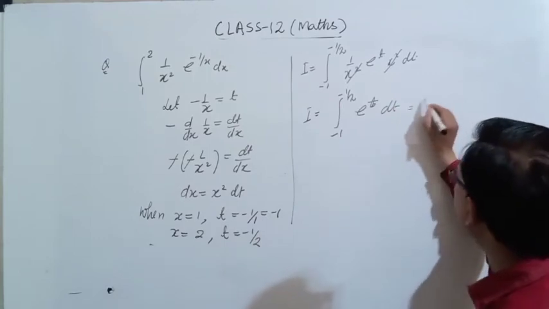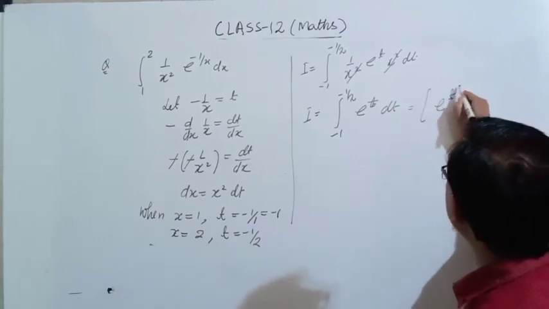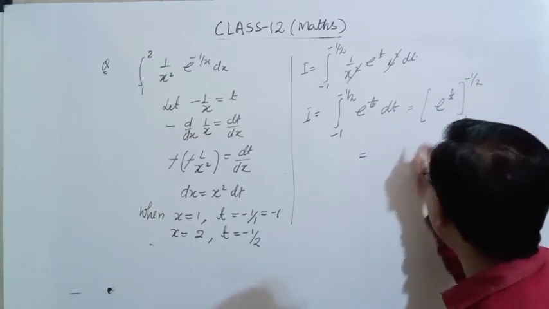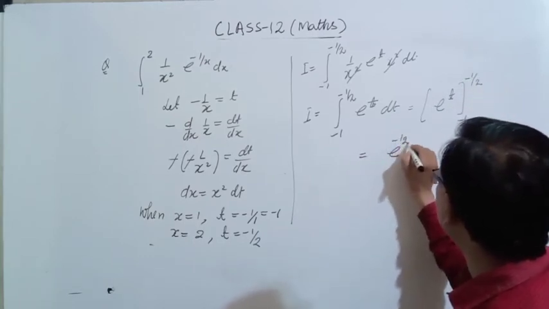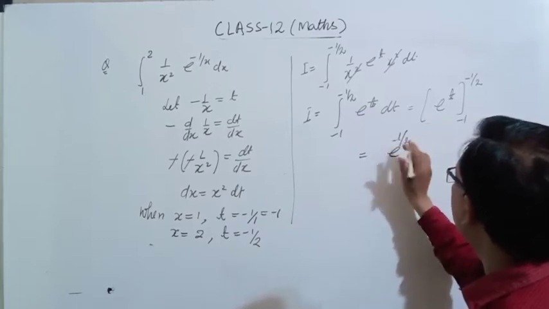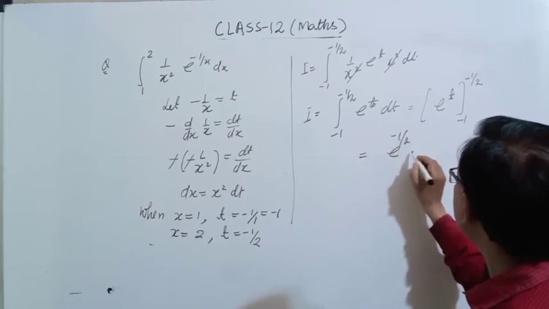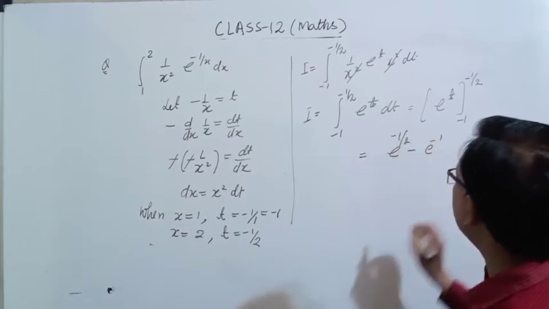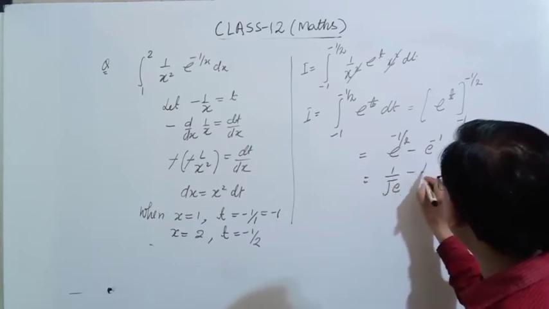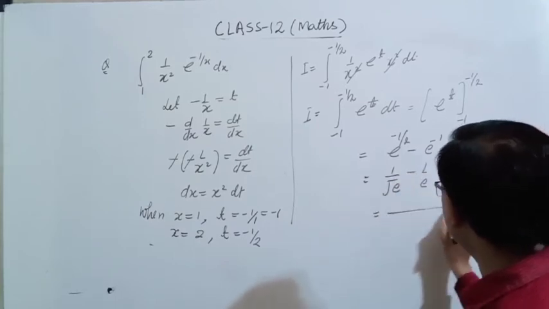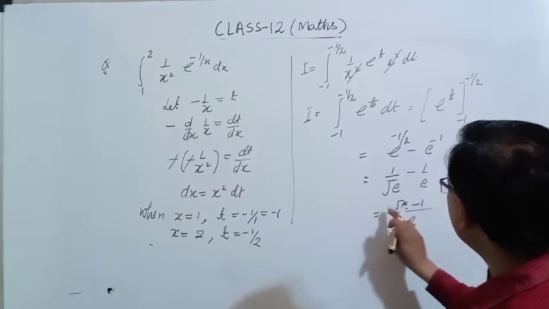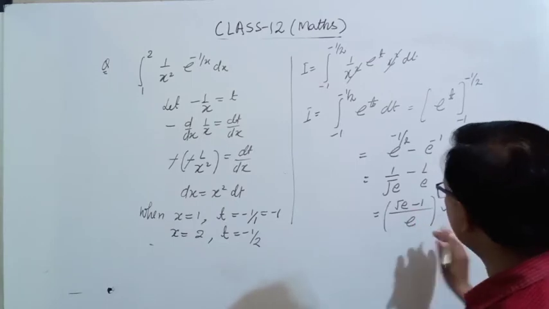The derivative of e to power t is also e to power t, with limits minus 1 and minus 1 by 2. Now we put the limit, this is e to power minus 1 by 2 minus e to power minus 1. This means 1 upon root e minus 1 upon e. Taking the LCM, e is the LCM, so it is (root e minus 1) upon e. This is your final answer. So student, note this question.